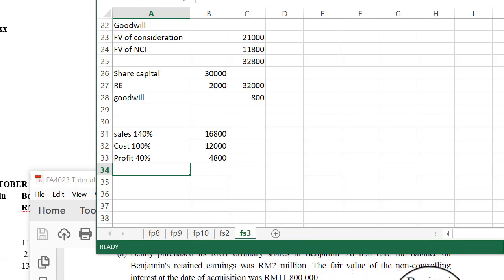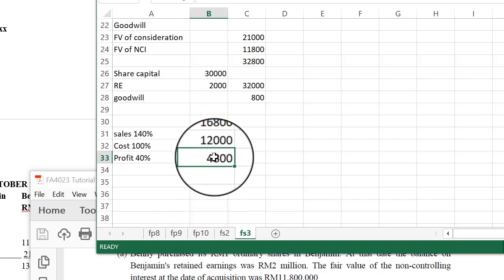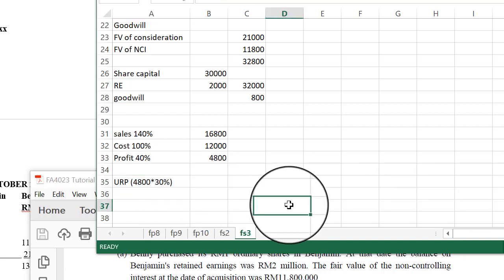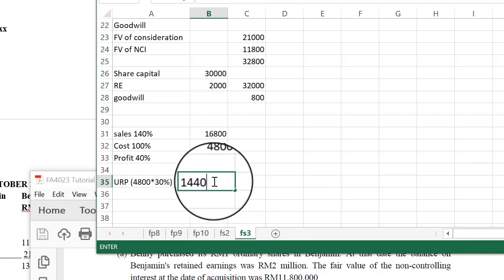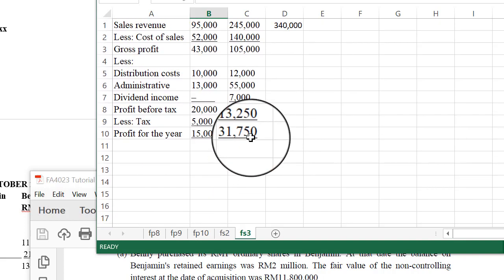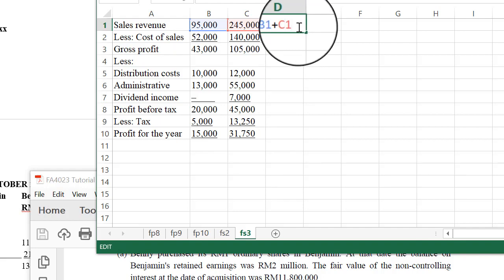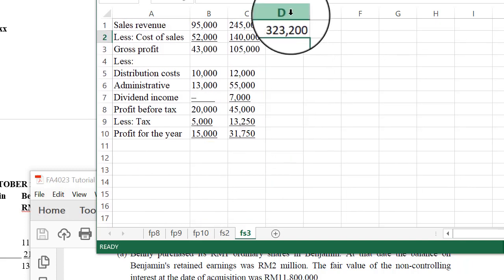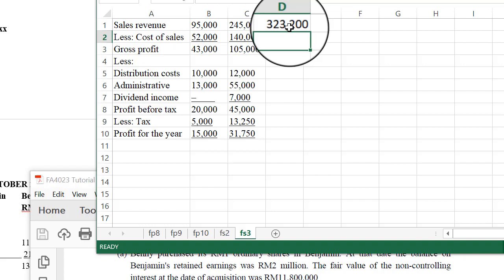Now according to the question, they mention that 30% of these goods are still in the inventory. It means that out of this 4,800, 30% is still in the company. So you are calculating your unrealized profit. You'll be using 4,800 times 30%. Then you get your unrealized profit. So you have 1,440. So now we have to go back to your sales. Intercompany transactions, you have this, and here minus, just now we have here 16,800. Okay, so total sales you have is these figures.